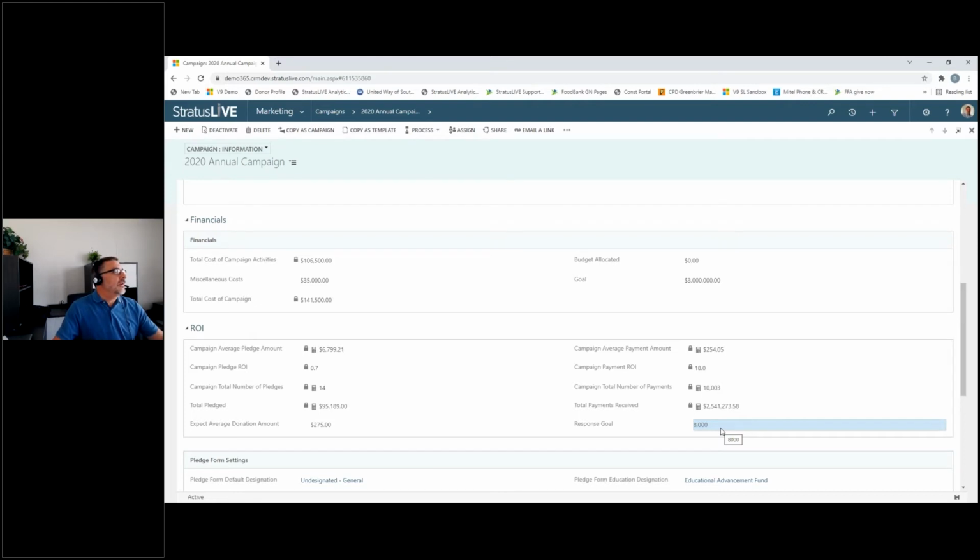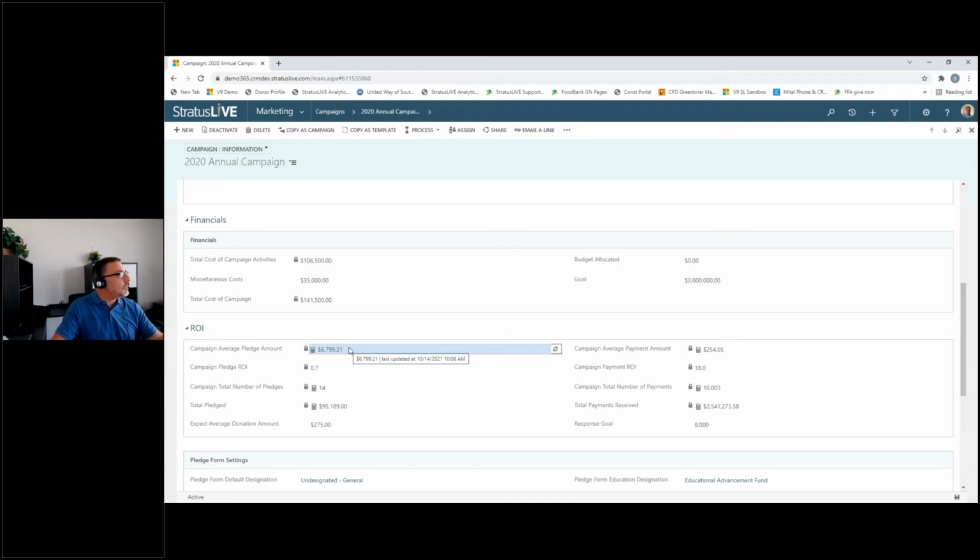Now, this was more of a gift-based campaign. So I did get a couple of pledges, though. So we did get 14 pledges for about $95,000. So my average was very high on those, just because there were just a few pledges that came in. They may have been corporate pledges or something along those lines, but they were a little bit higher amounts. And I could drill in and find out what that was, using just the connections that we already have in the system.